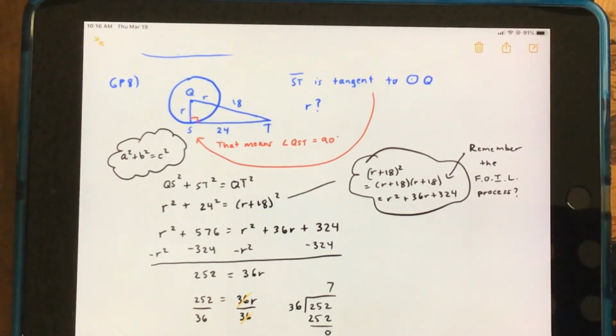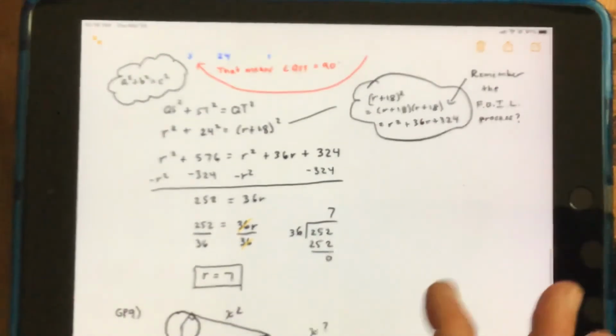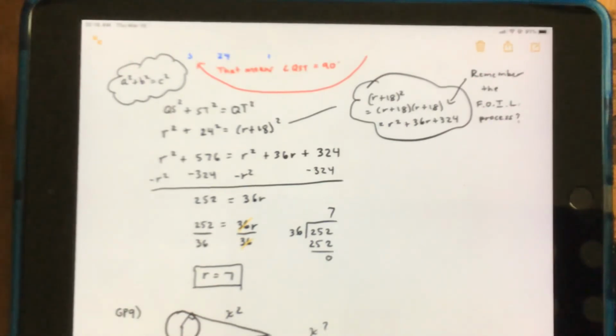So we're multiplying R plus 18 squared, and we are writing the response down as R squared plus 36R plus 324. The 36R comes from the inside and the outside, 18R plus 18R. Then we're going to subtract R squared from both sides and subtract 324 from both sides to arrive at 252 equals 36R. Solving that for R, you can see my long division over on the side. R is 7, so our radius is 7 units long.